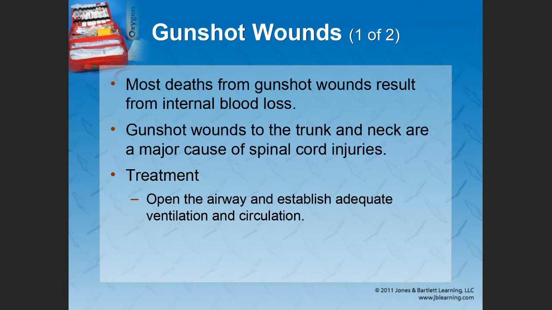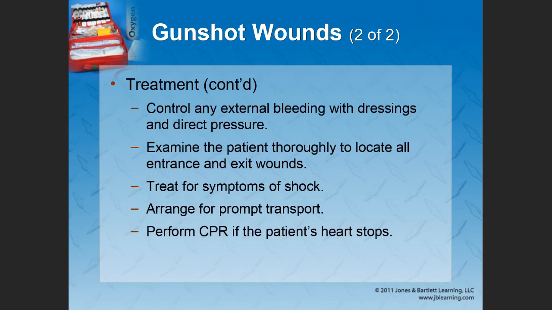Now for your gunshot wounds, most deaths from gunshot wounds result from internal blood loss. Gunshot wounds to the trunk and the neck are a major cause of spinal cord injuries. Treatment: open the airway, establish adequate ventilation and circulation. Control external bleeding with dressings and direct pressure. Examine the patient thoroughly to locate all entrance and exit wounds. Treat for symptoms of shock, arrange for prompt transport, perform CPR if the patient's heart stops.